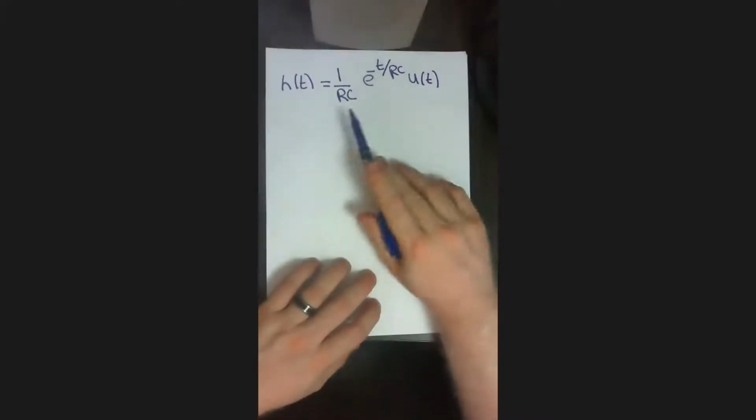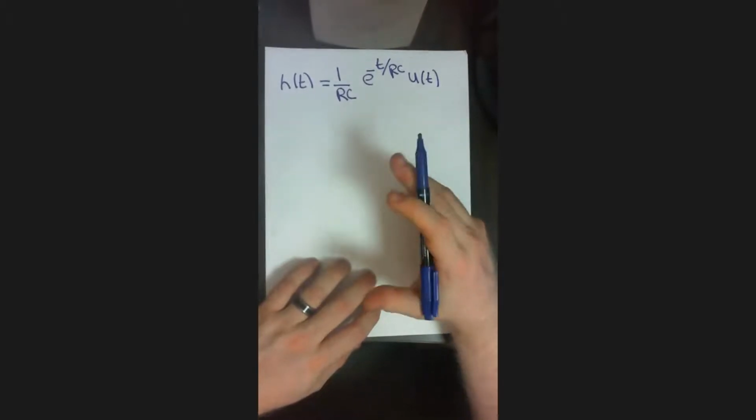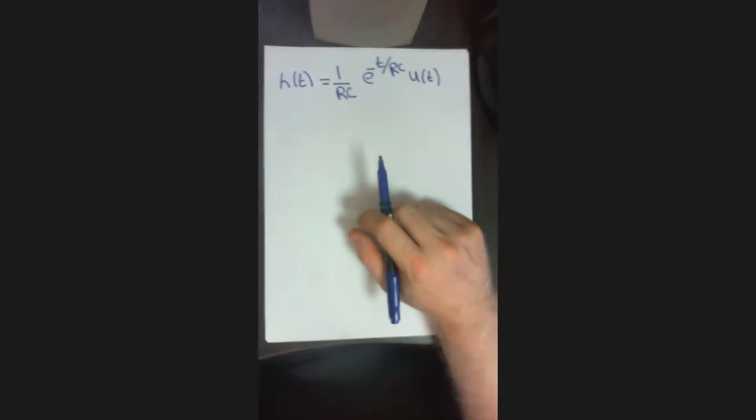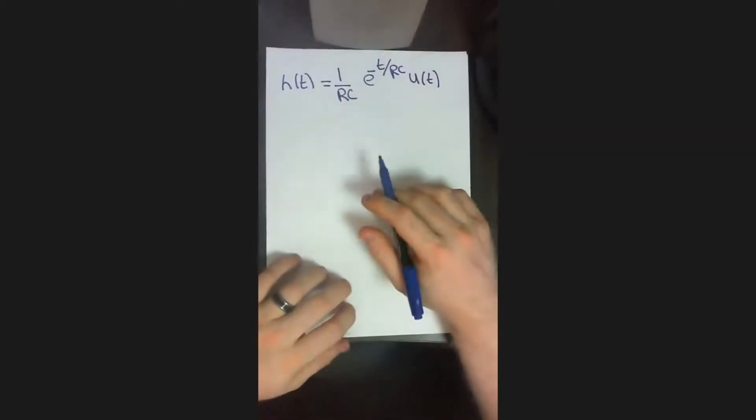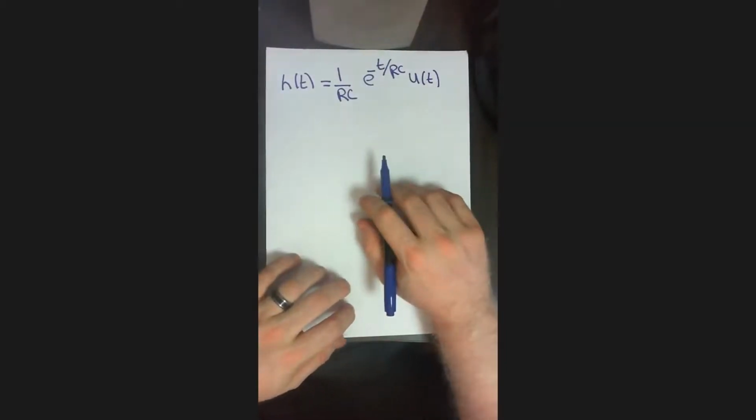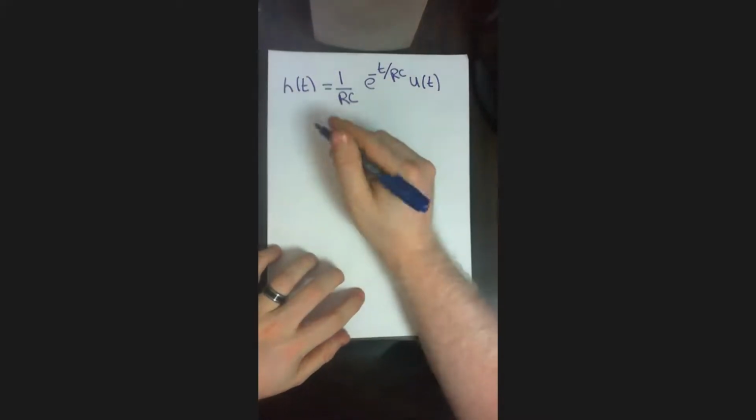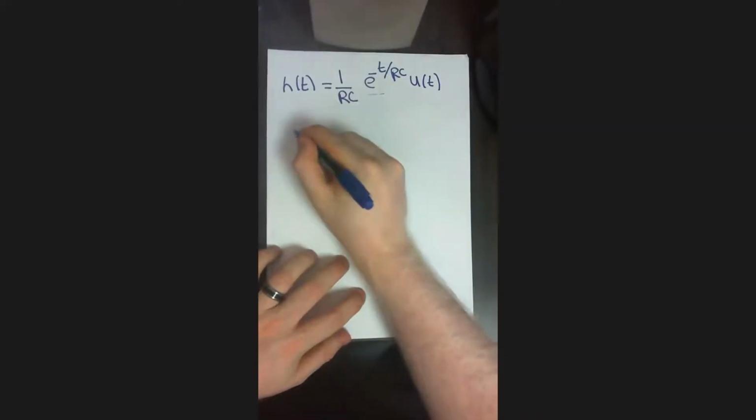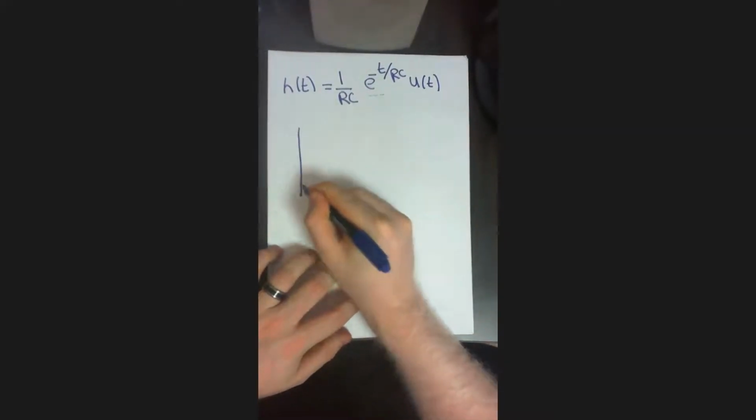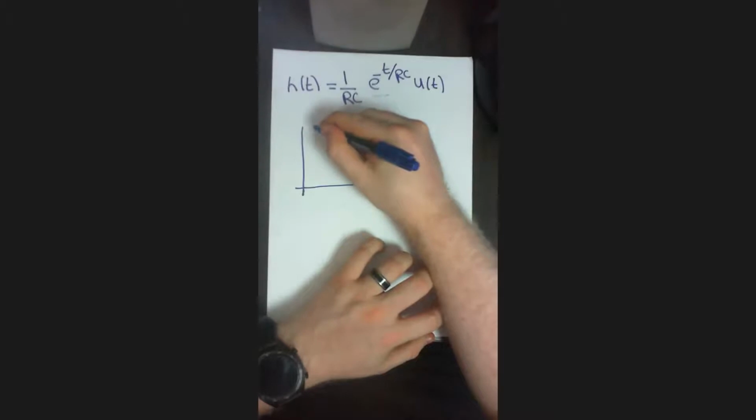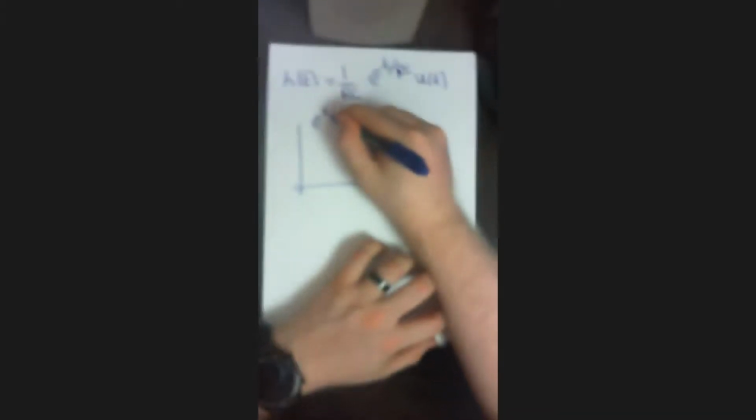In order to understand this signal, we first have to try to plot it in the time domain as a first step. First, let's plot this negative exponential. This is the time axis, and now I'm going to plot e power minus t over RC.